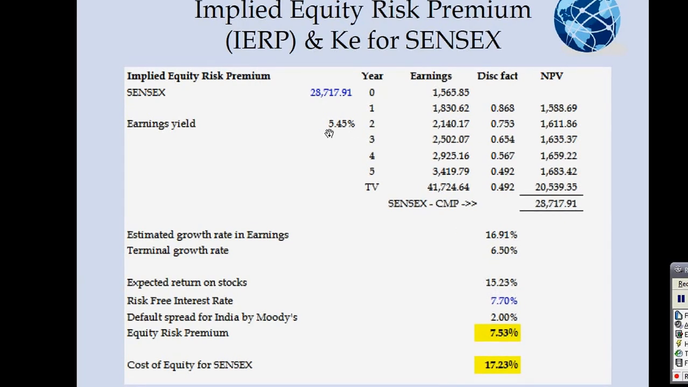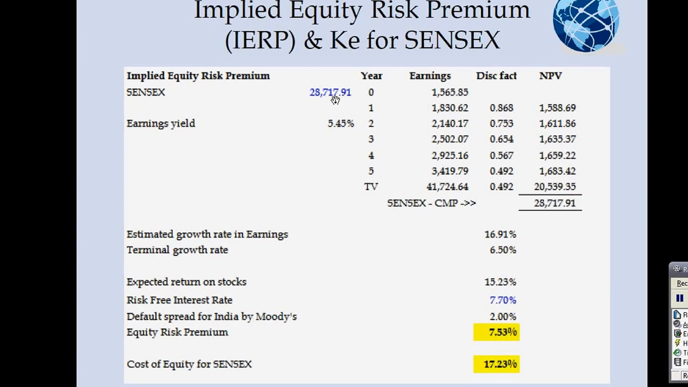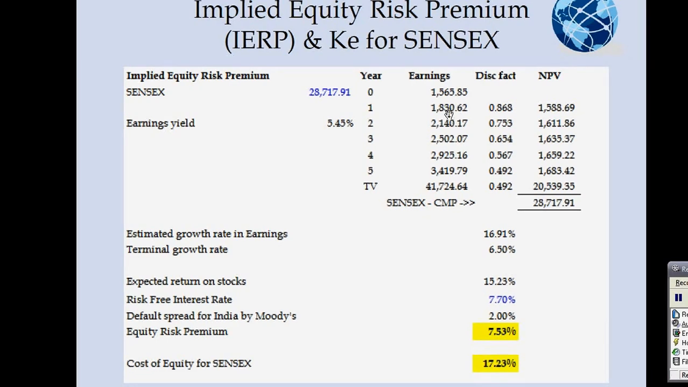Based on the historical earnings yield, we have taken the average earnings yield, which is 5.45% for SENSEX, and we are applying this rate as the earnings yield to the current market quote. The earnings yield gives you 1565.85. Now we are going to take this at a constant compounded annual growth rate, with the estimated growth rate in earnings as 16.91%.